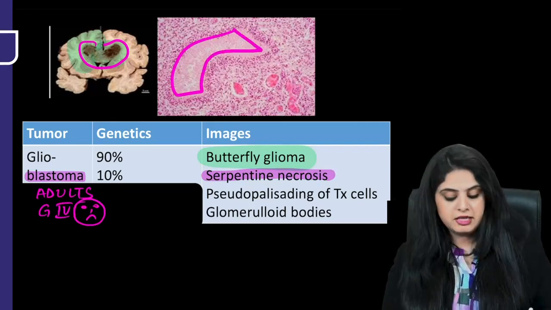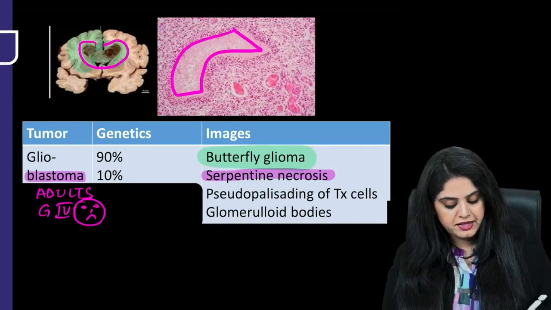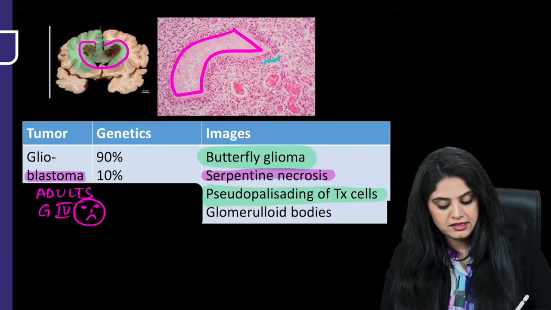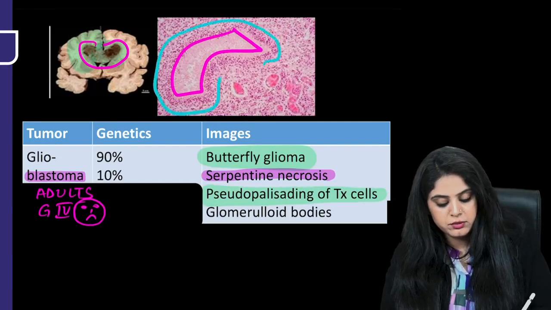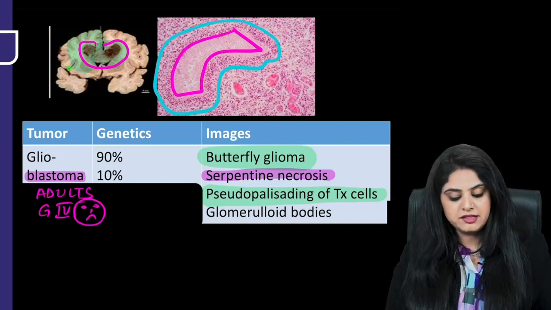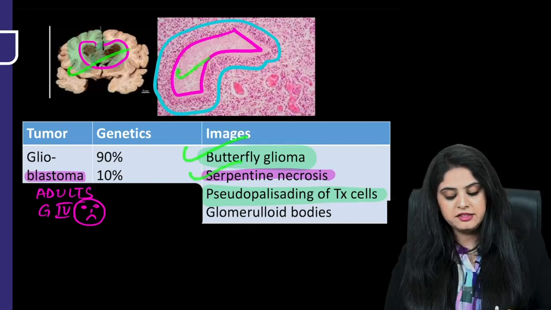And apart from serpentine necrosis, you will see that there is something going around those serpentine necrosis. Pseudopalisading of the tumor cells. All the tumor cells are around the snake. Pseudopalisading of the tumor cells. So I realized there's a butterfly involved, there is a snake involved.